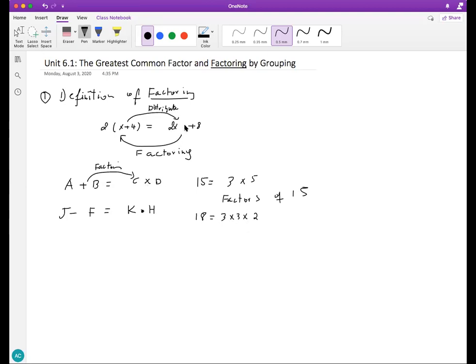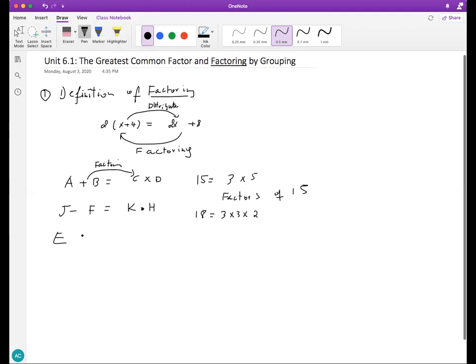Now, let's see how to go back from this expression back here. As I said, factoring is turning additions into multiplications. So we want to turn this addition into this multiplication that we had here, 2 times the parentheses. So let's call that an example. 2x plus 8. This one here. Let's see how to turn it back into this. So we're going to factor it.